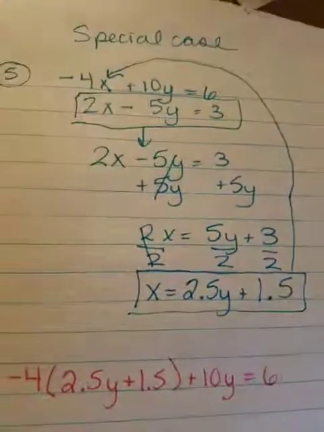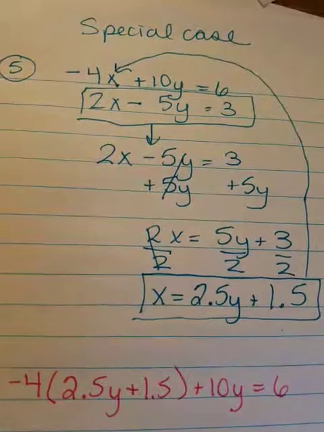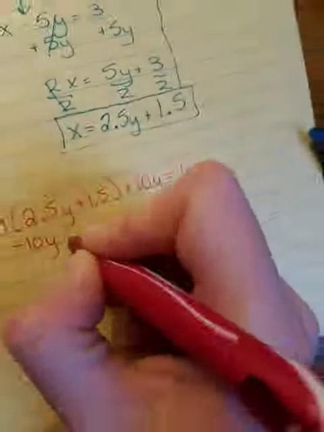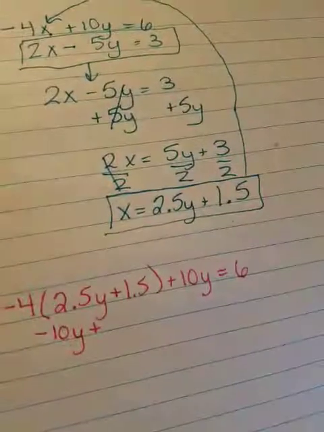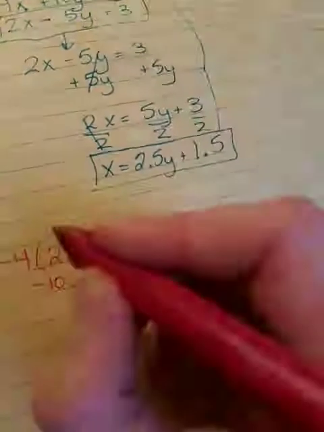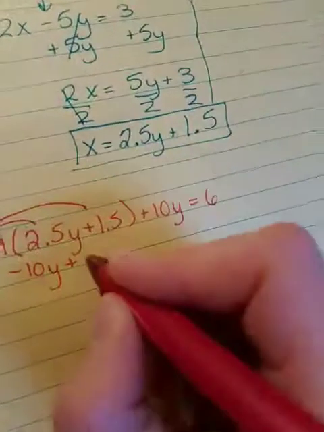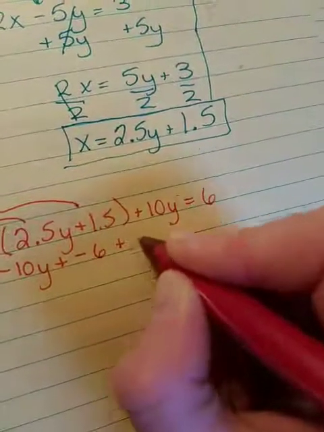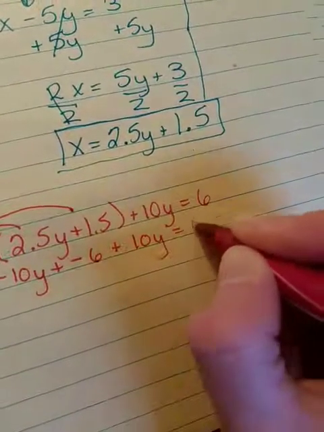So now you might need your calculator to do what's negative 4 times 2.5. And that's negative 10y. And then you might need your calculator for negative 4 times 1.5. Again, what you're doing is you're distributing in. That's negative 6. And then we have a plus 10y equals 6.